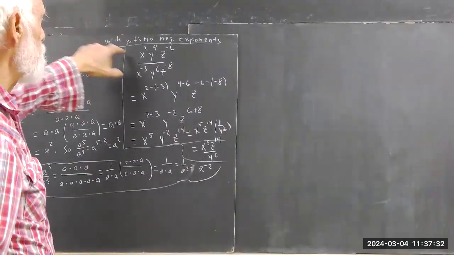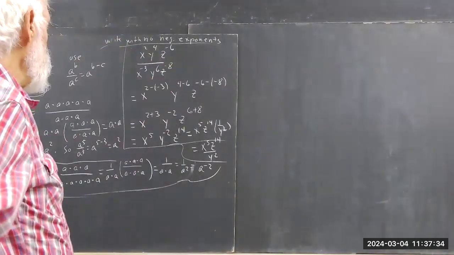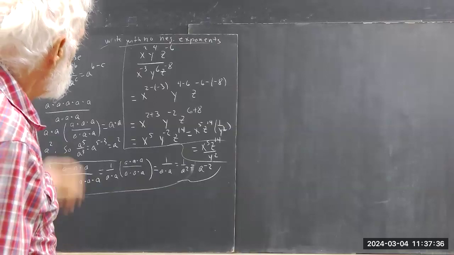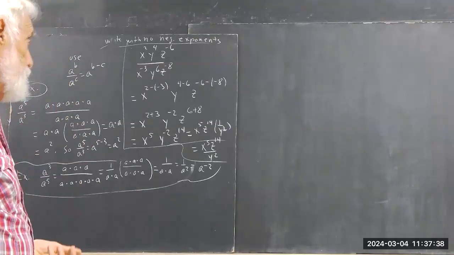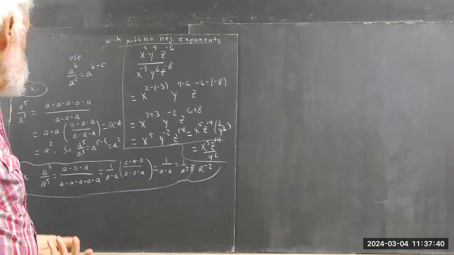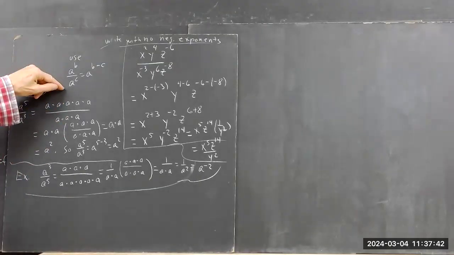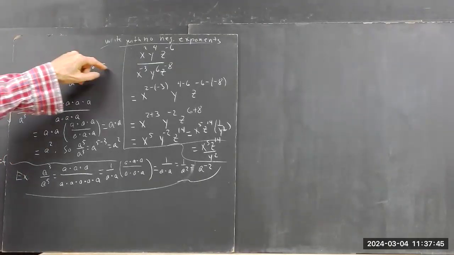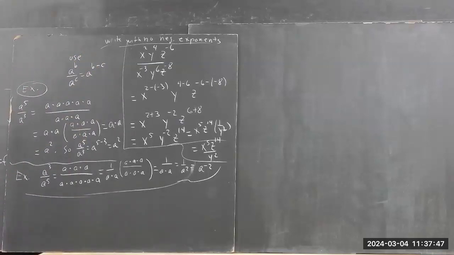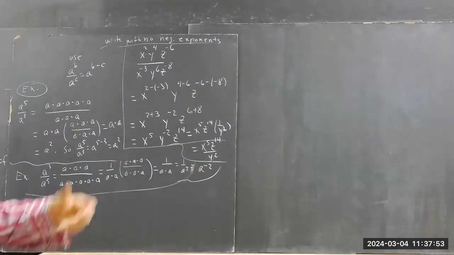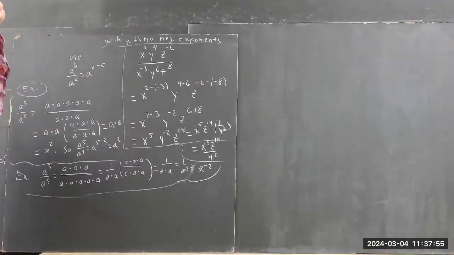In this problem, we wanted to write this expression with no negative exponents. Well, it's fairly straightforward to do that, and this time I just use the fact that a to the b over a to the c equals a to the b minus c. So the first thing I do is I write this without denominators. Okay, because sometimes we're asked to write it without denominators.